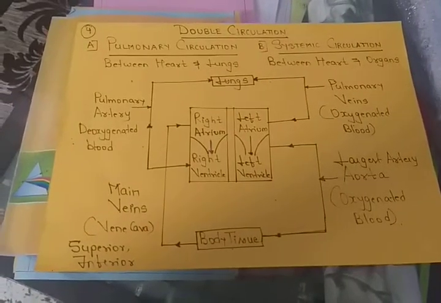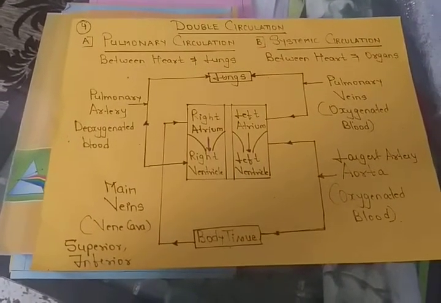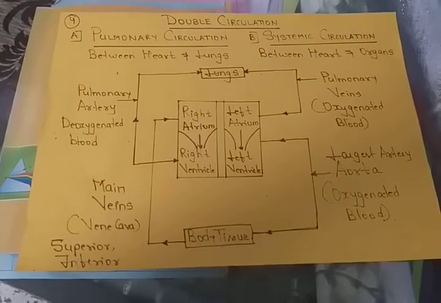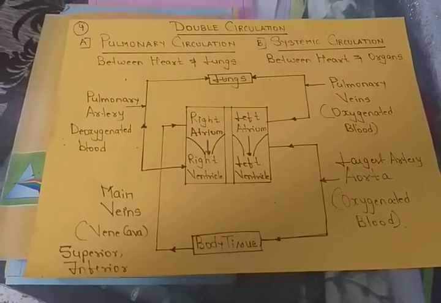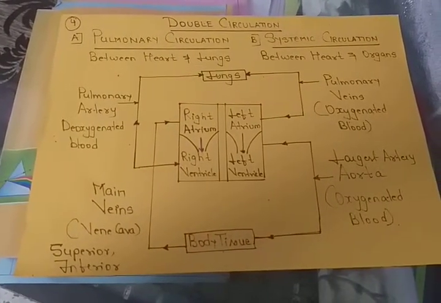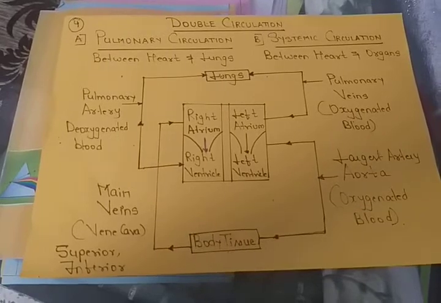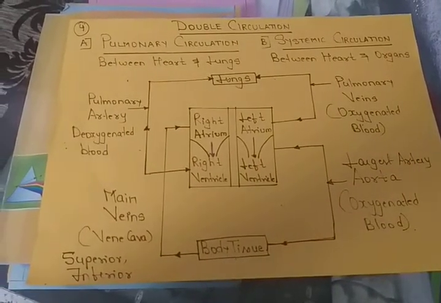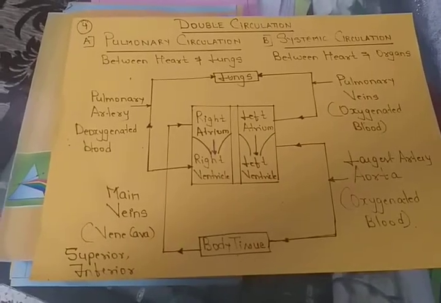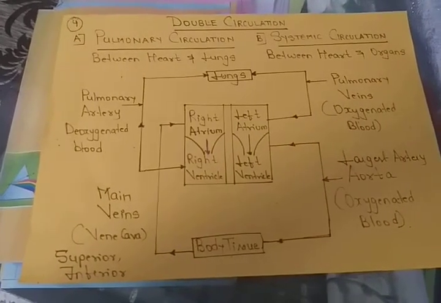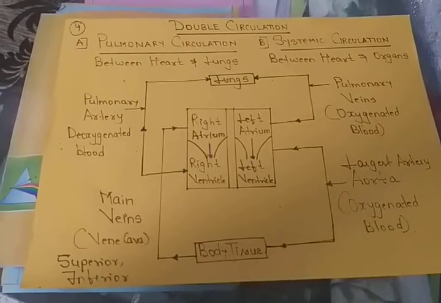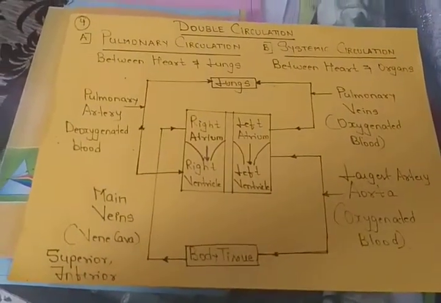Good evening, students. We already saw the structure and the function of parts of the heart, and this is a flow chart which shows double circulation. Now, when we talk about circulation in human beings, it is a different type of circulation wherein the heart and two different organs, that is the lungs and the body tissue, are involved. And these two circulations are called pulmonary and systemic circulation.